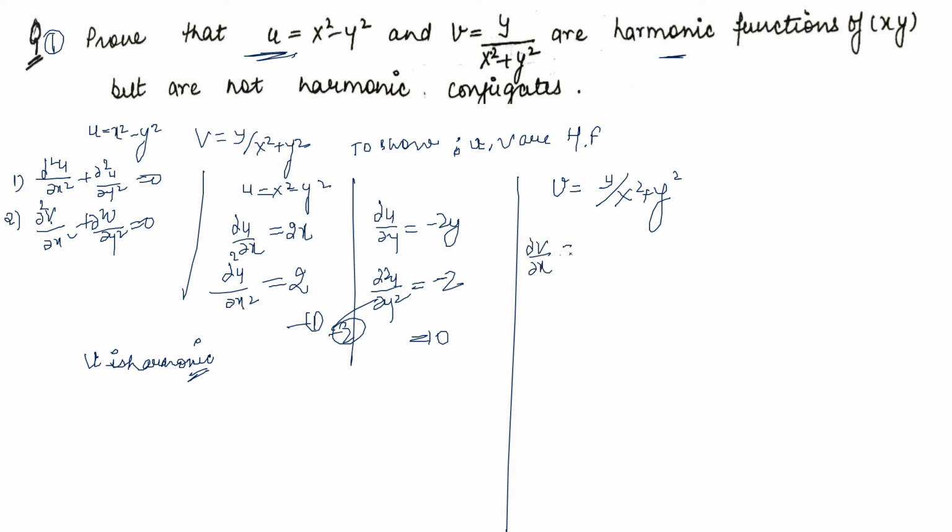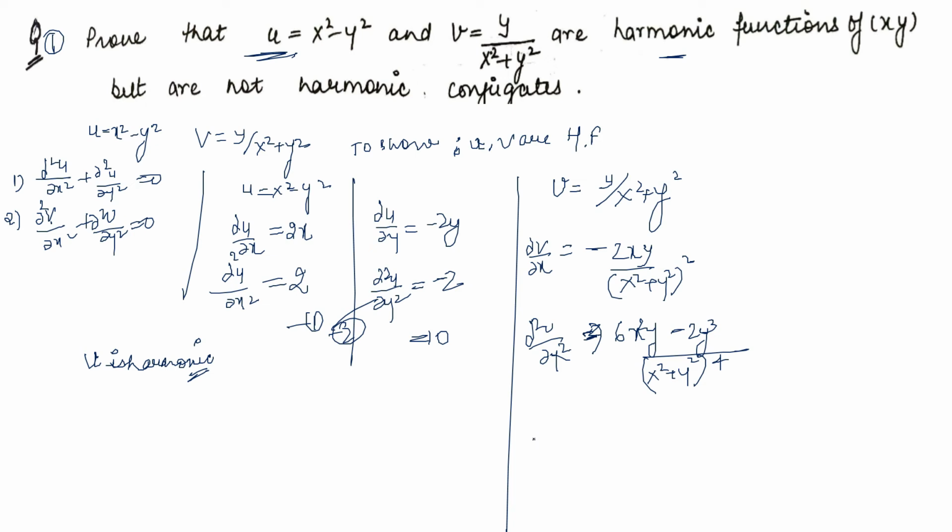So del v upon del x is equal to minus 2xy upon x square plus y square whole square. Similarly, I have done del 2v directly, you just solve it properly. Del 2v upon del x square will become 6x square y minus 2y cube upon x square plus y square whole to the power 4. So this is del 2v upon del x square. Similarly, we will find del 2v upon del y square. Del 2v upon del y square is minus 6x square y plus 2y cube upon x square plus y square whole to the power 4.